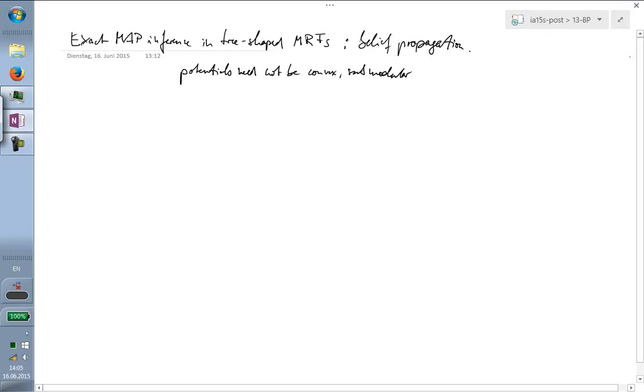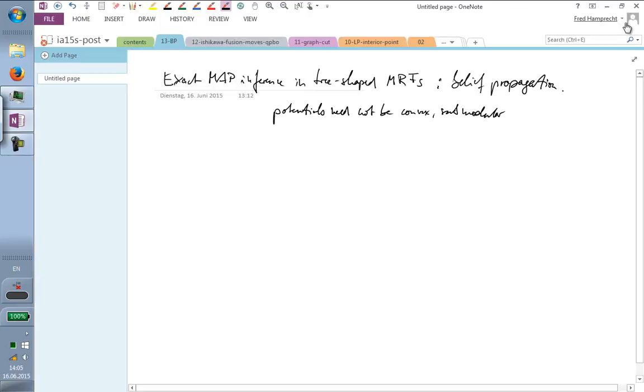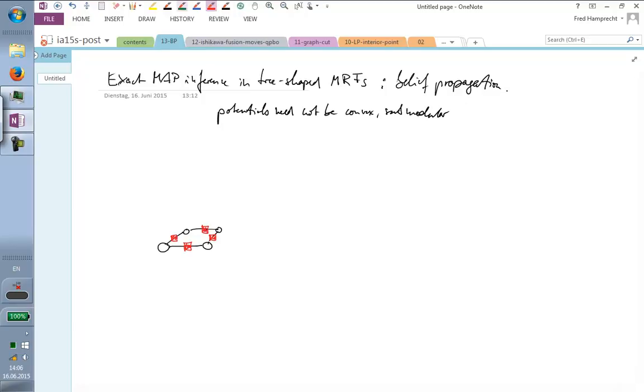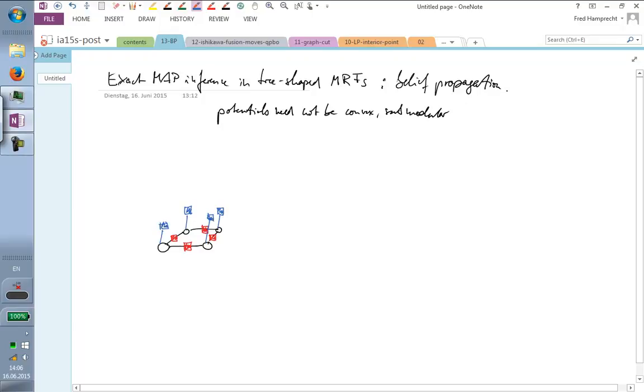I will start by again introducing the stereo example, because it's been a while since we met, so that we all remember. So I associate each pixel in my image with one random variable. And I introduce pairwise factors that encourage smoothness. So I prefer similar labels over dissimilar labels. And I have unaries that couple to the observations. And this graph goes on. I've just shown a tiny part here.